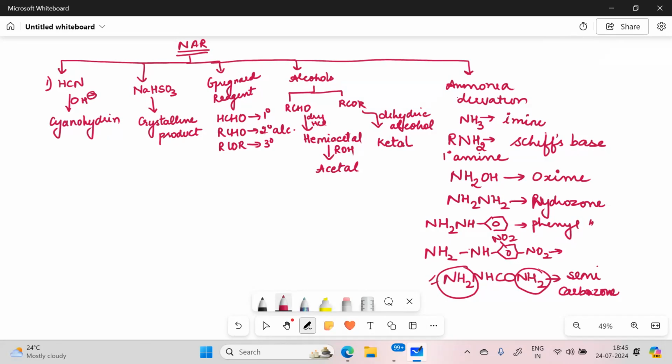These all reactions come under nucleophilic addition. So first you learn all the reactions, then make a flow chart like this, write the name of the reactants and products, and then learn it. I will give you a few examples of how they will ask these reactions in exams.